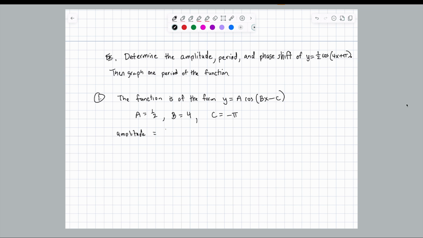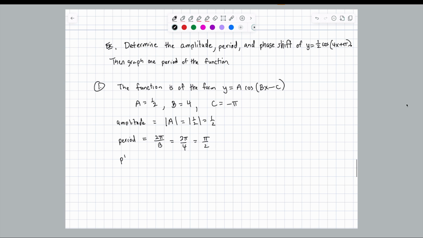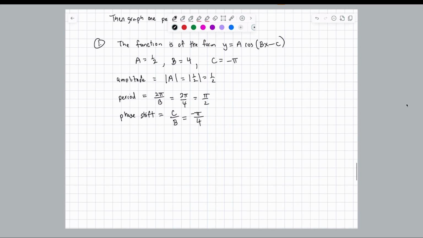So we know the amplitude is just the absolute value of a. So in this case, the absolute value of 1/2, which is 1/2. The period is going to equal 2 pi over b. So it's going to be 2 pi over 4, which gives us pi over 2. And then the phase shift is c over b, which equals negative pi over 4. So negative pi over 4 is the phase shift.